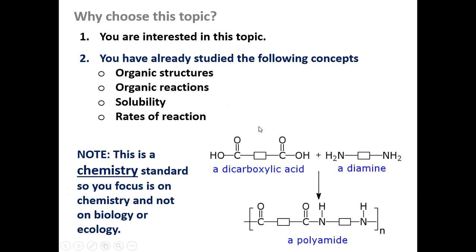So why choose this topic? You could just be interested in the oceans or in the environment and so on, but you also need the chemistry. So 3051 organic structures, 3052 organic reactions, the solubility or the lack of solubility, and the rates of reactions of what makes it break down faster. But please remember the focus is on the chemistry, because that's what we're going to be grading really.